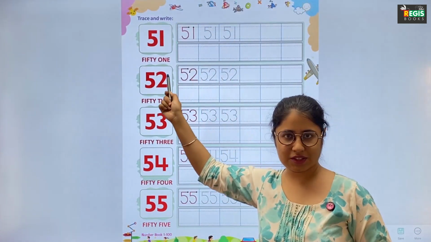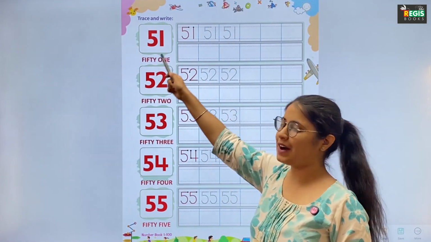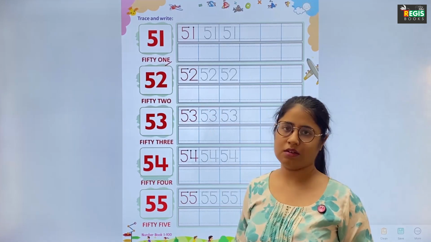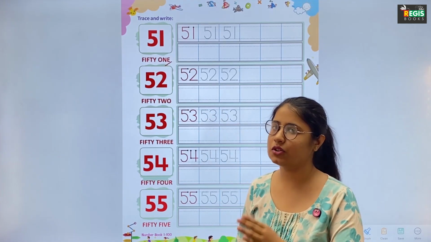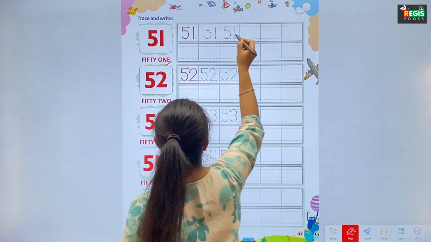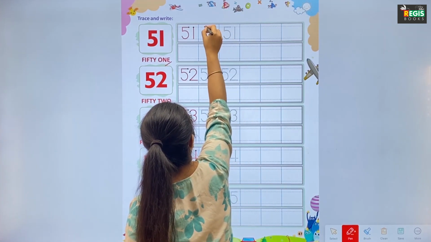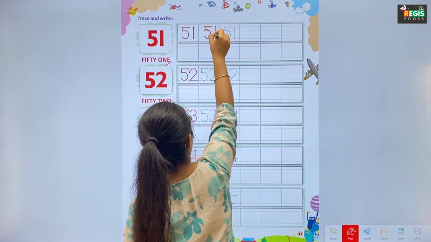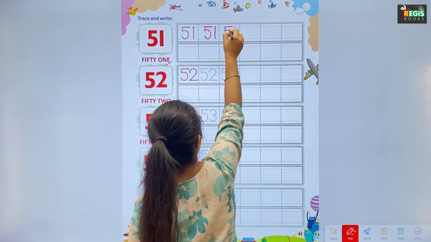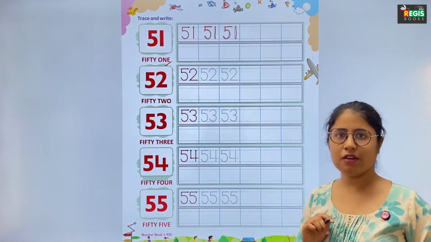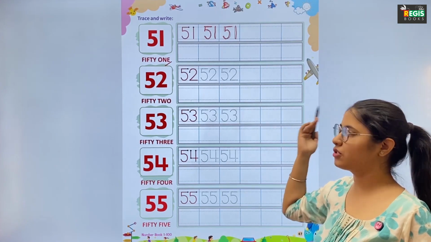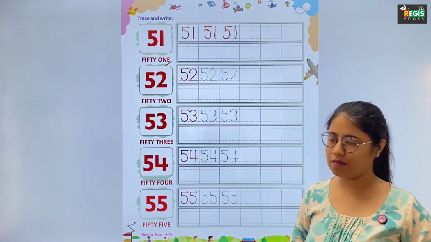Trace and write. 5, 1, 51. So kids, we write the number 51 by writing 5 and 1 together. So let's trace with me. 5, 1, 5, 1, 51. And similarly, you will write the number 51 in the rest of the boxes to practice it.